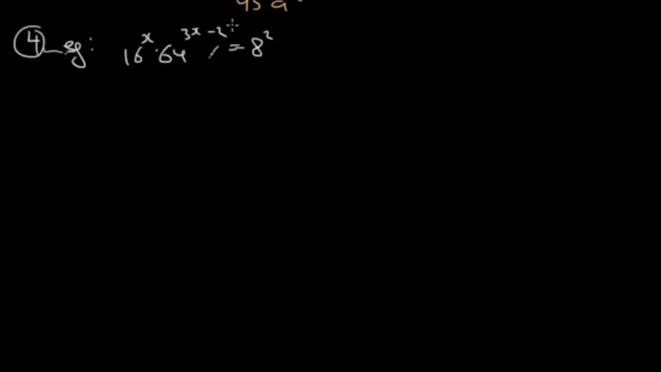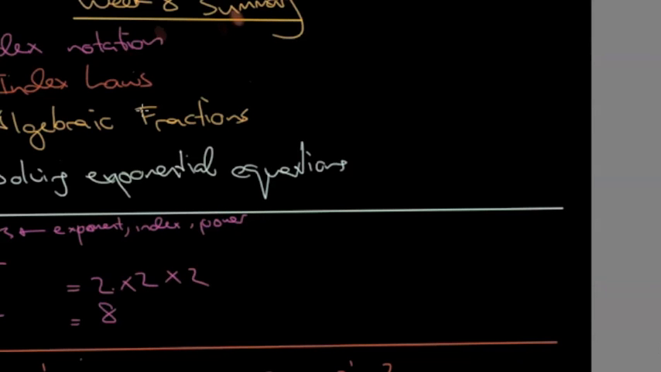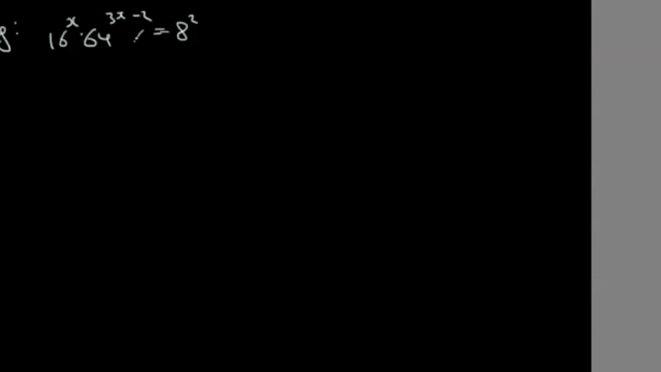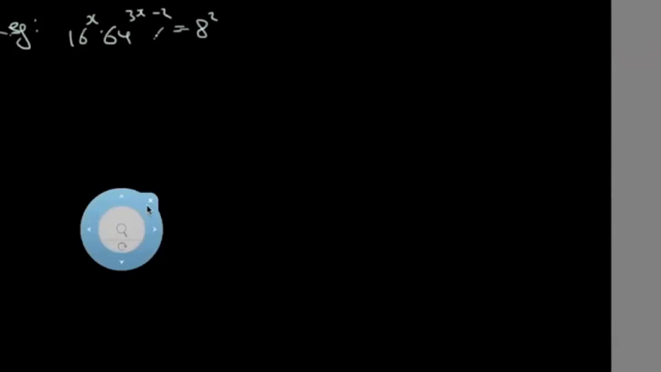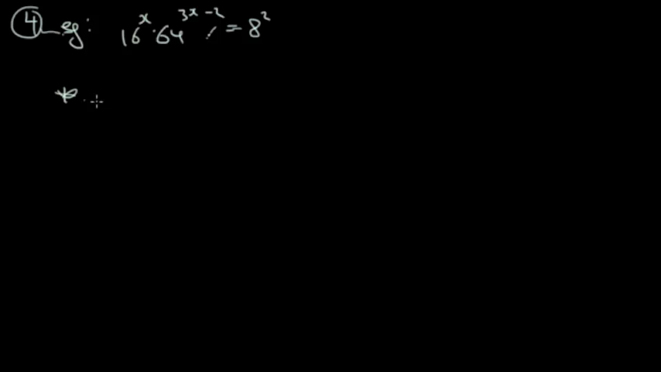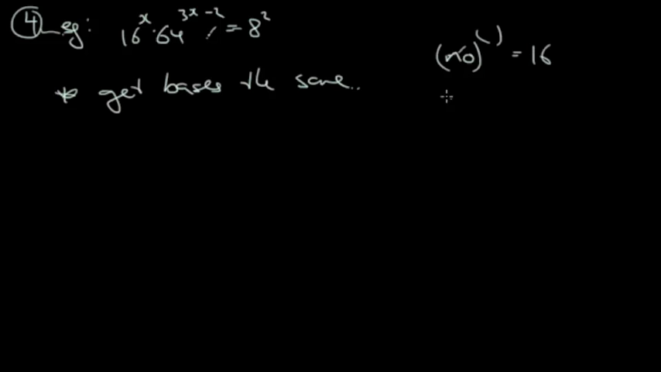One of the key things to remember when we're in this kind of position is what we're trying to do is to get the bases the same. So what we're looking for is a number that to the power of something equals 16, a number that to the power of something equals 64, and a number that to the power of something equals 8. And that number is 2.